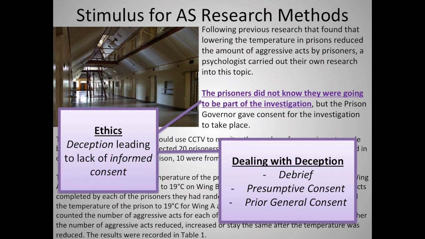You can also note how to deal with the deception. So you could deal with it through a debrief, which is where at the end of the investigation, participants are told the true aims and purposes and they're offered counselling and they can ask questions. Or you could deal with it through presumptive consent, which is where you ask a similar group of participants whether they would take part in the investigation and you give them all the true aims and procedures. And if they agree, you can presume that your actual participants would consent as well. There's also prior general consent, where you give people a big list of possible investigations and they tick off which ones they'd be happy to do, knowing that there'd be an element of deception.